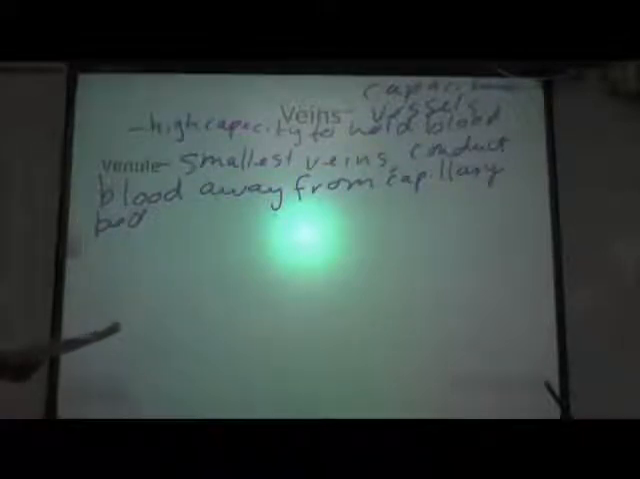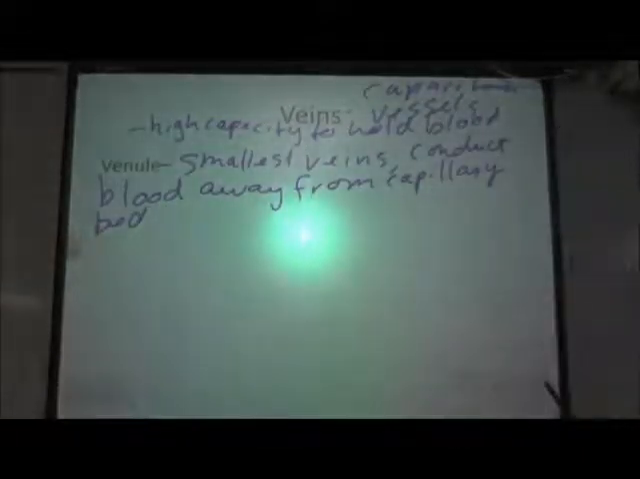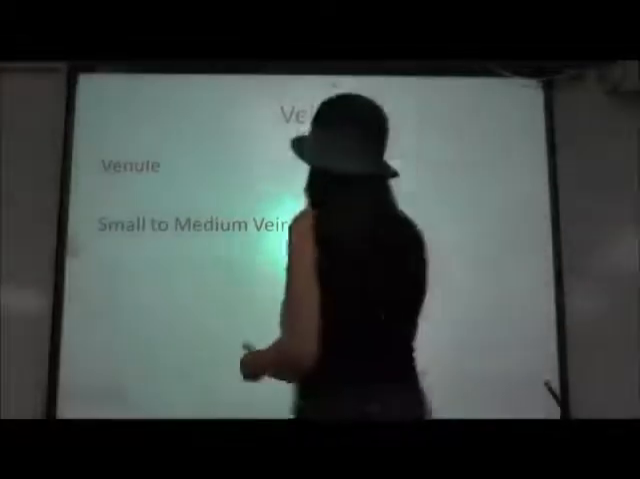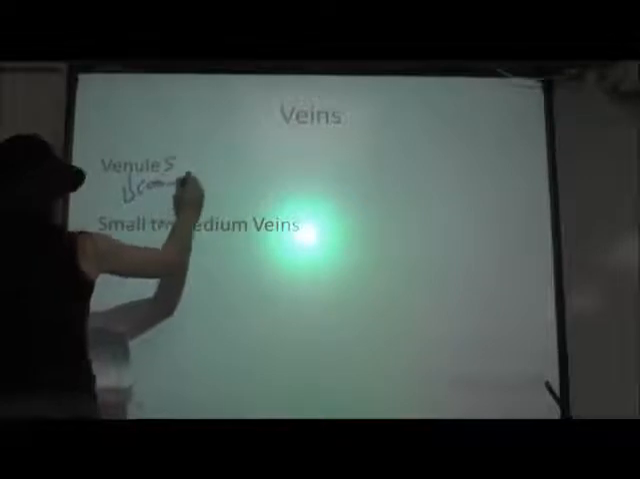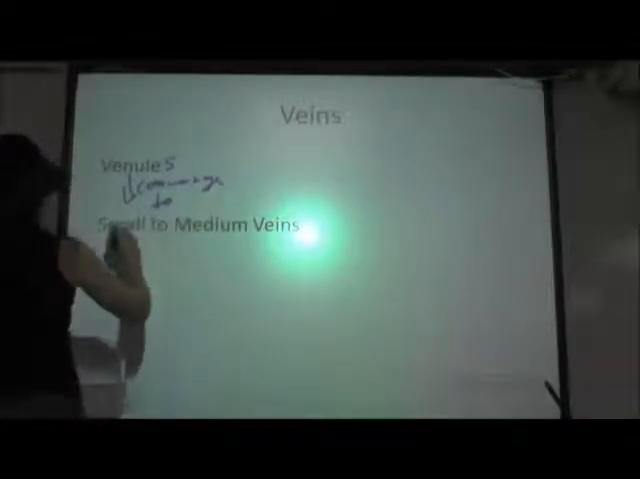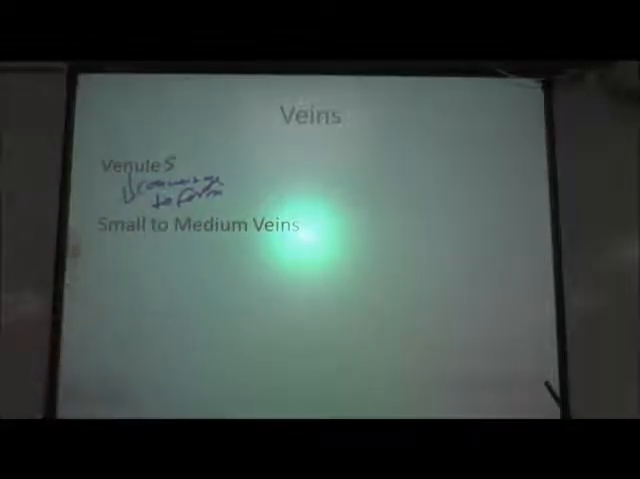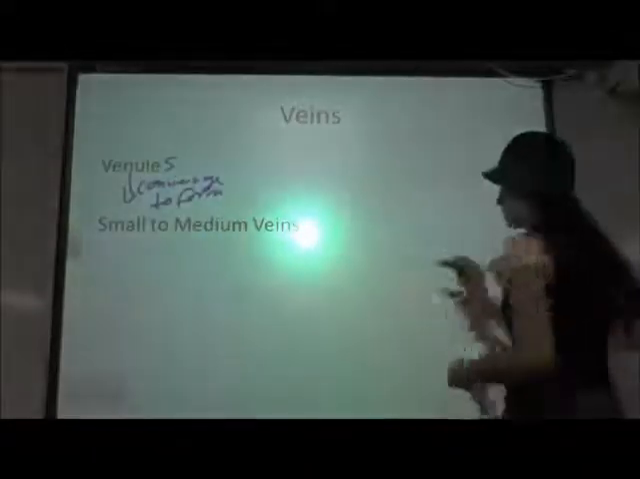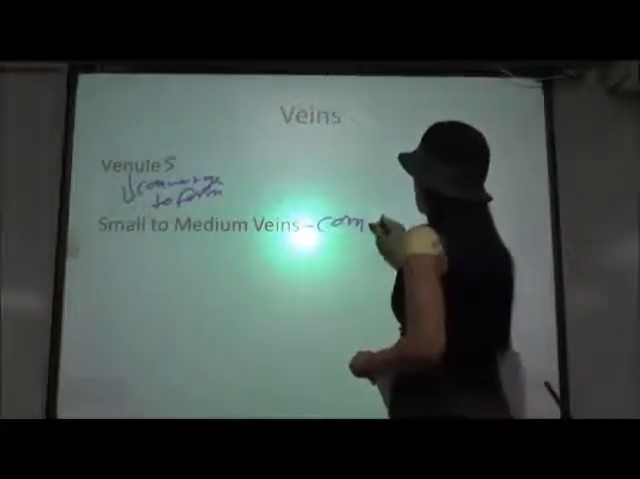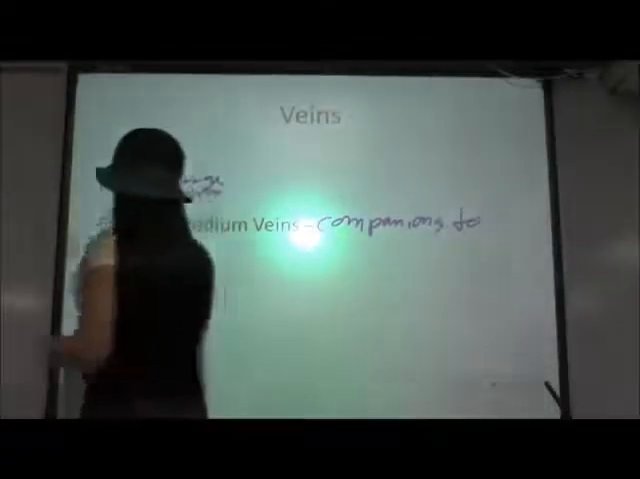Our venules are going to converge to become our small and medium-sized veins. So our next veins are our small and medium veins. Our venules converge to form our small veins, and then our small veins converge to form bigger veins, our medium veins. And our small and medium veins are going to be companion vessels to our muscular arteries.